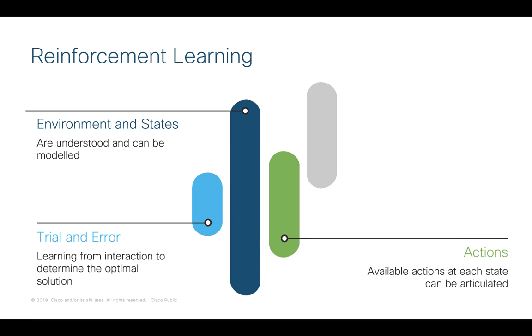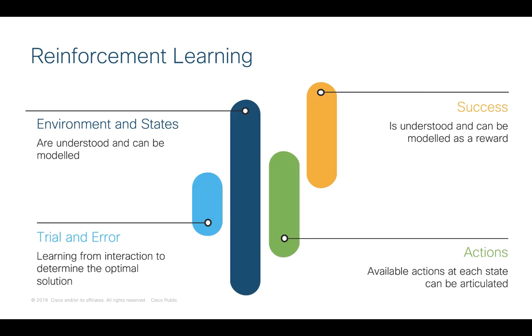Then we need to understand at each given state within that environment, what are our available actions? What can we do? And then finally, and most importantly, we need to have some concept of success. We need to understand what we are trying to achieve so that we can reward the machine when it gets closer to that success state.